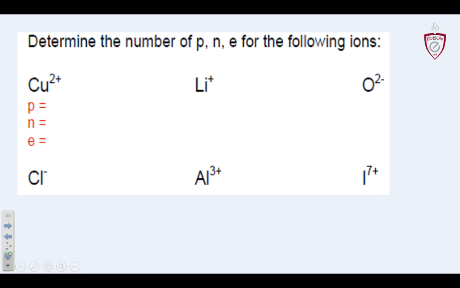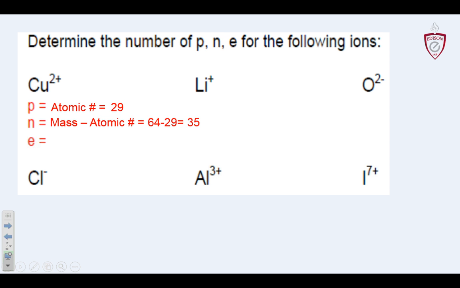Okay, cool. So now we're going to do protons, neutrons, electrons for the following ions. So we already know the ion charge. For protons, we look up the atomic number for copper, and that's 29. So that's pretty easy. To figure out neutrons, we take the mass of the copper and take away its atomic number. On copper, the mass was about 64 minus 29. So we find out the number of neutrons is 35.